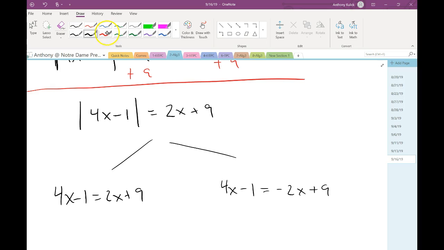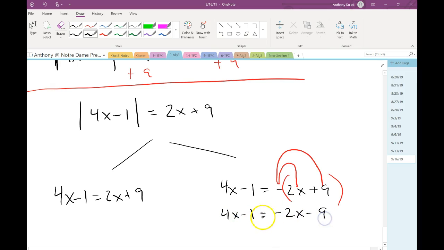Yeah, so you're right. When we negate, we have to negate the entire right-hand side. So that negative distributes to the 2x and to the 9, which I think is what you were saying, right? No. I was thinking, like, make the 9... Oh. You're half right.